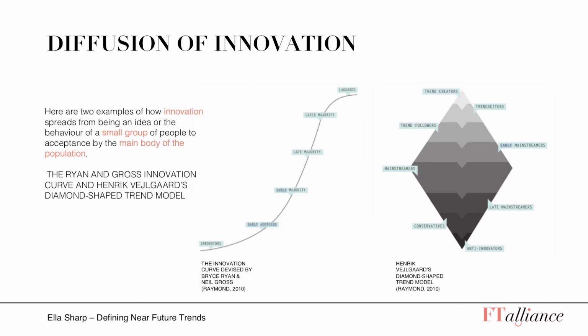So here I have classic diffusion of innovation models. The one on the left is the innovation curve, or the S-curve. And it's really a classic piece of understanding of how a trend diffuses. These are two models of how innovation spreads from an idea or the behaviour of a small group of people to acceptance by the main body of the population.